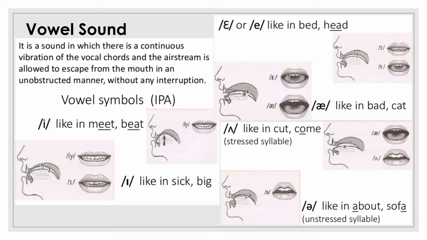As you know, a vowel sound is a sound in which there is a continuous vibration of the vocal cords, and the airstream is allowed to escape from the mouth in an unobstructed manner without any interruption. So when you produce vowel sounds, the airstream goes through smoothly out of your mouth.